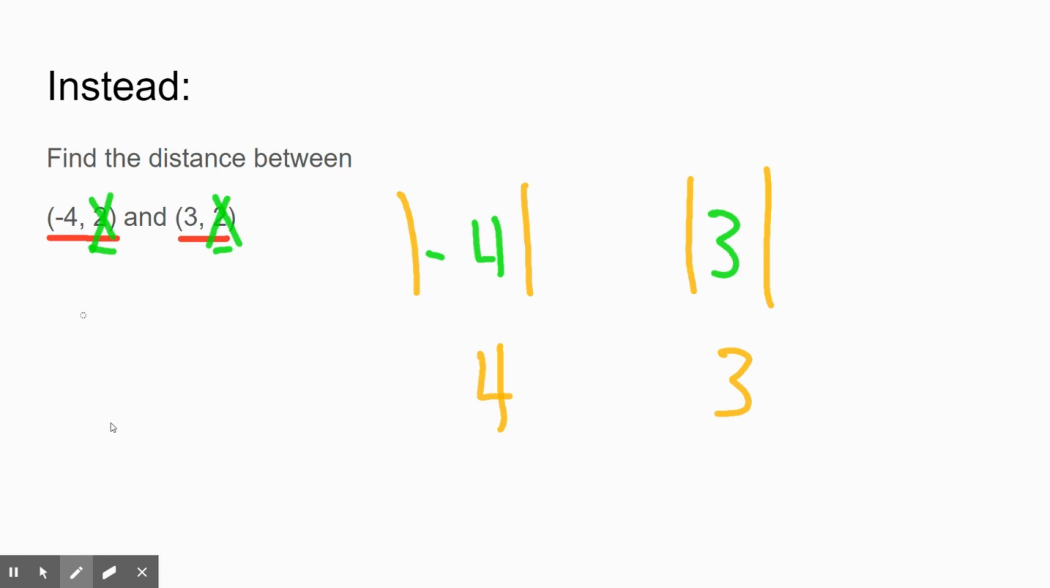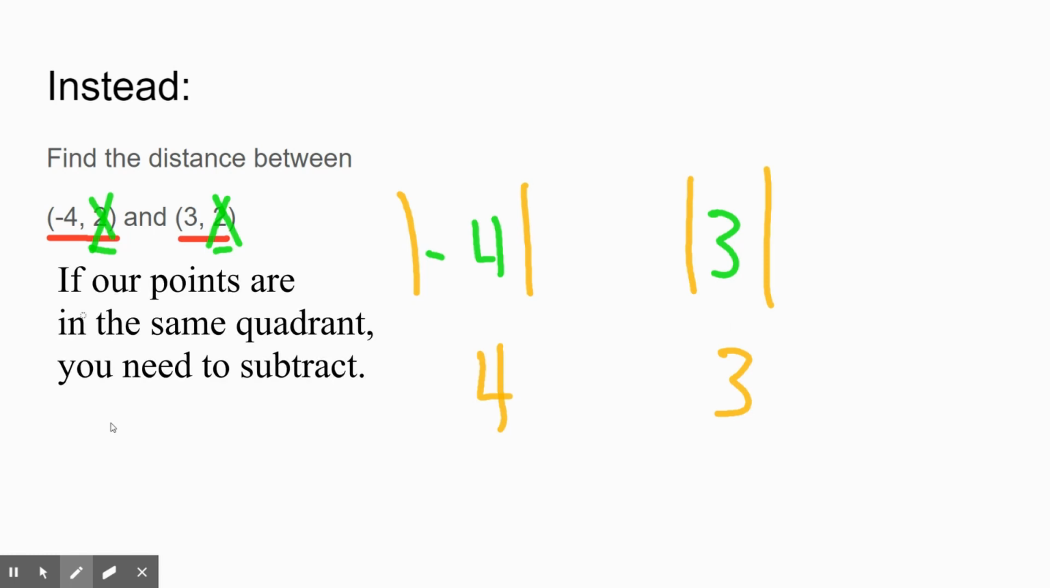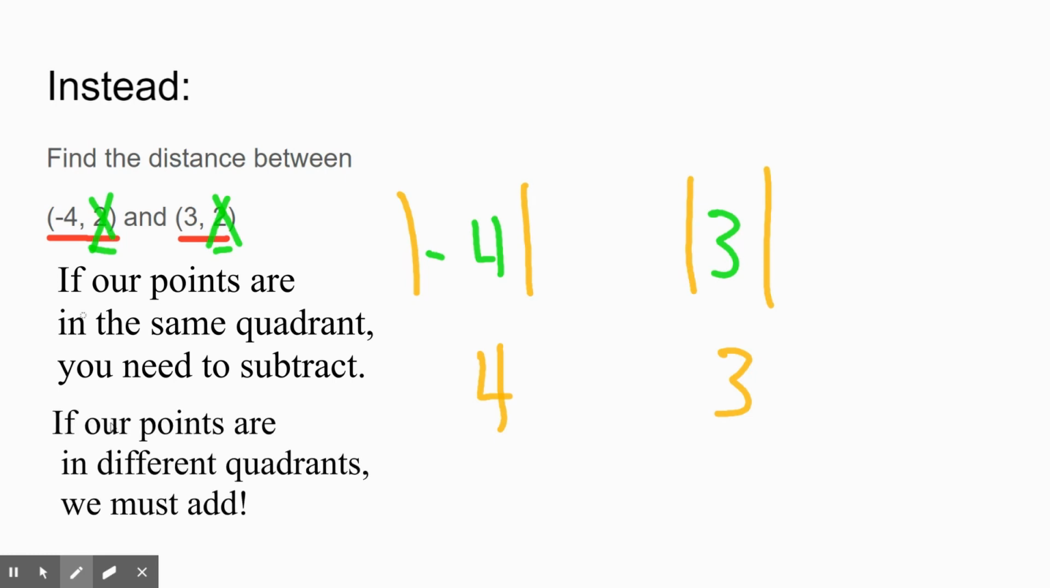Now that's great. What do we do with this? Well, we already know what the distance should be from the previous example. But how do we know that we're going to need to do that? Well, if our 2 points are in the same quadrant, then we're going to need to subtract our 2 absolute values. I would always pick the bigger one to subtract from, just so that you don't end up with a negative number. If they're in different quadrants, then we're going to add them.